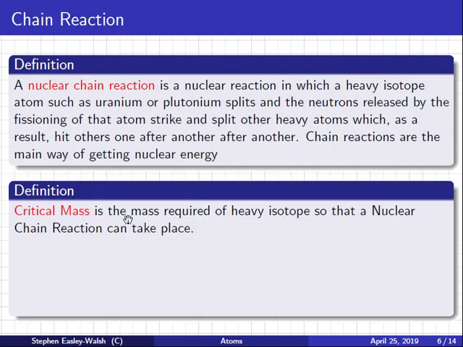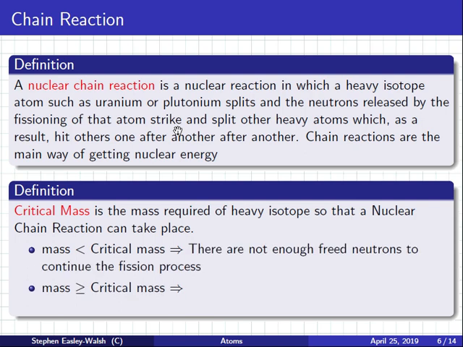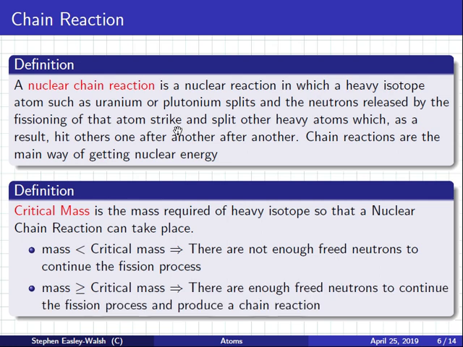So critical mass is the mass required so that the chain reaction can take place. If you don't have enough uranium, the chain reaction won't happen. You understand? So you have two situations. If the mass is less than the critical mass, there are not enough freed neutrons to continue the process. But if the mass is more than the critical mass, then there are enough freed neutrons and you can get your chain reaction. So critical mass is the minimum mass you need to have a chain reaction. Do you understand the idea? The minimum mass you need. Yeah. It's a minimum.